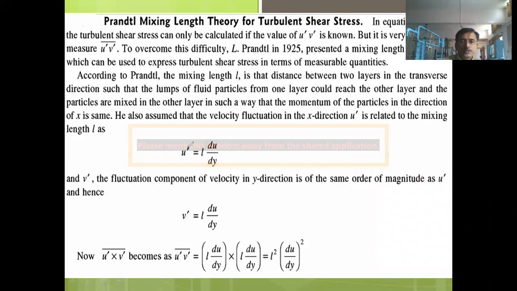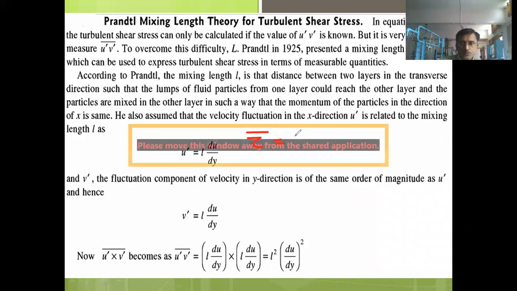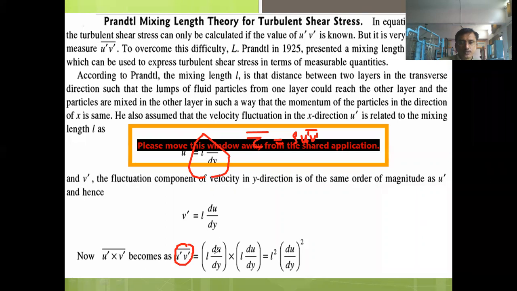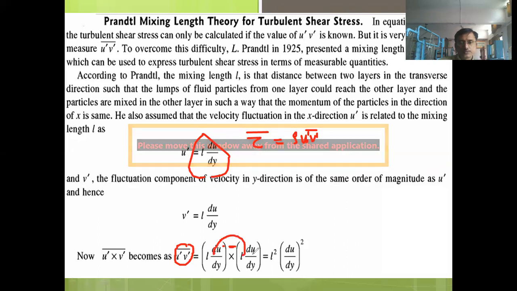Now instead of this u dash and v dash, in the equation we saw above, tau bar is equal to rho u dash v dash bar. Now instead of this he has put these values there, so you can see here, instead of u dash v dash bar, L into du by dy, L into du by dy, these values have been put there. And this L will become L square, and this du by dy will become its square.